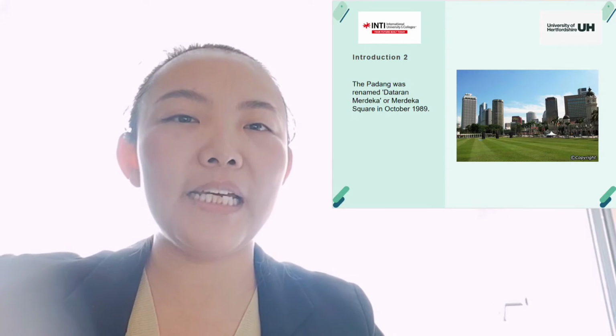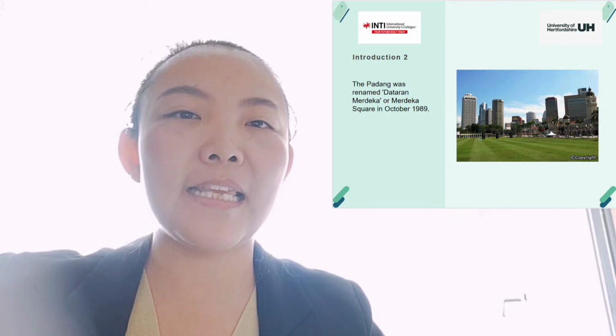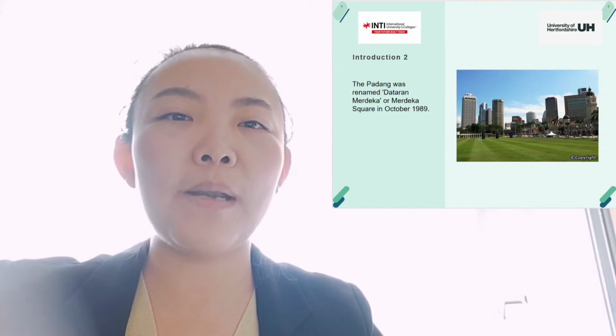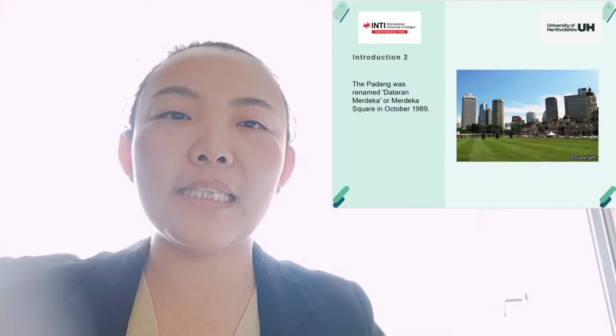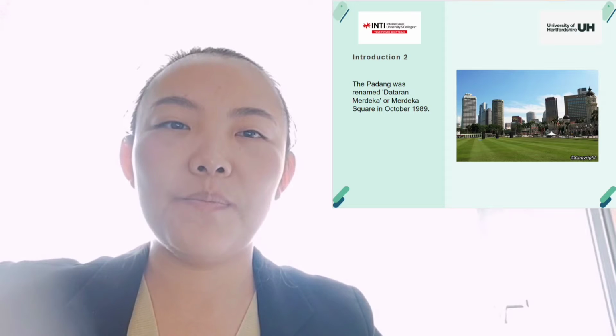In the morning of August 31st, 1957, the ceremony for Malayan independence was then held at the Merdeka Stadium. So much for this. Thank you.